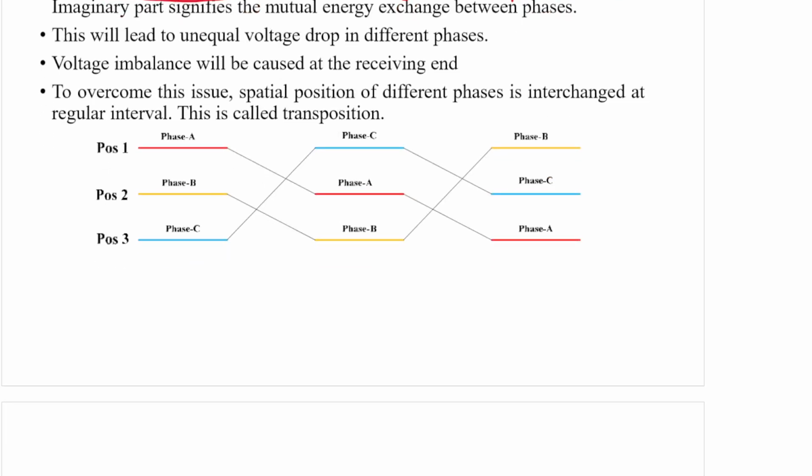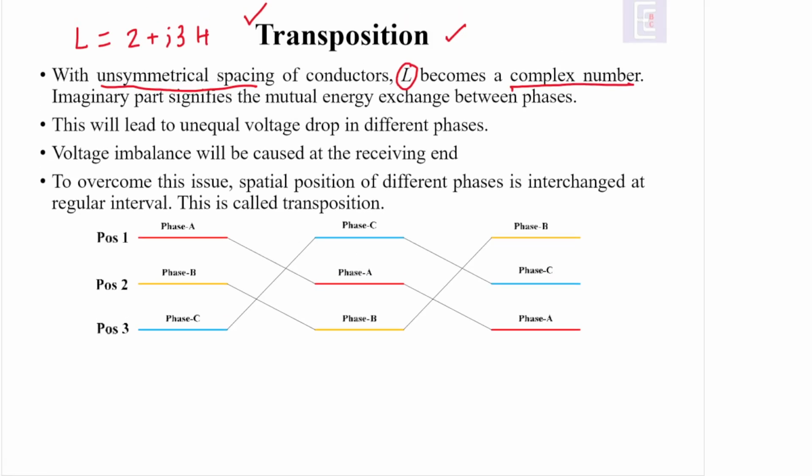Now this imaginary part is a very important aspect. What does it do? The imaginary part exchanges the mutual energy between two phases. So if this is the case, then due to the imaginary part, the voltage distribution between the three phases is not equal. VA should be one value, VB should be one value, VC should be one value. But altogether, the voltage becomes very imbalanced in nature.